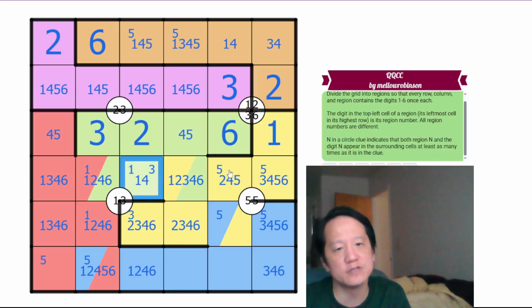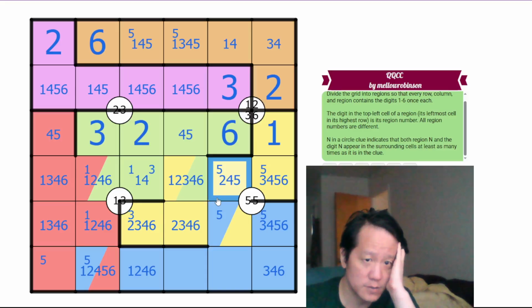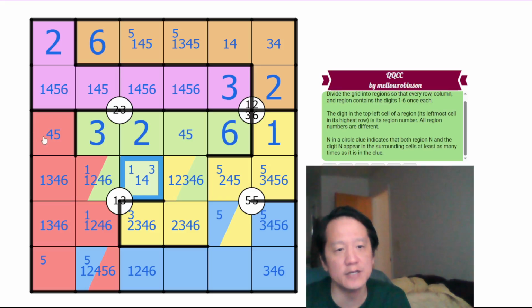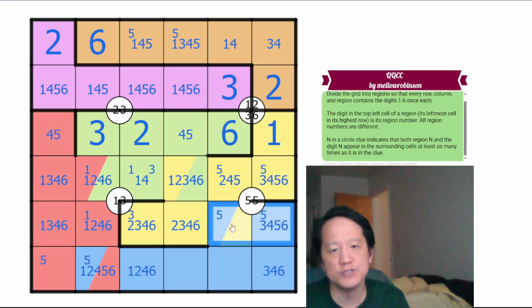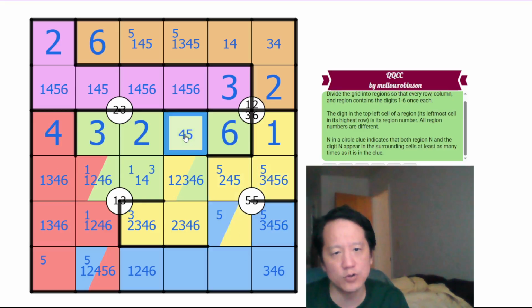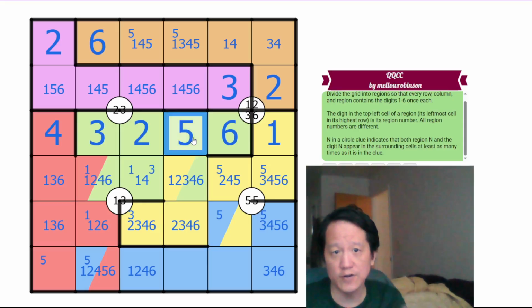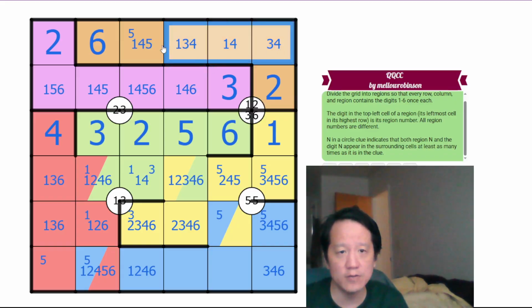No 6 here because of 6 in the box, or 6 in the region. Okay, so this has to be not region 5, because region 5 has to be touched in one of the cells surrounding here. So this is region 4, which makes that 5. No 4 in the remaining digits in the red region. 5 eliminates 5 here. So where's 5 in the orange region? It's here, so that's 5, which eliminates 5 there.